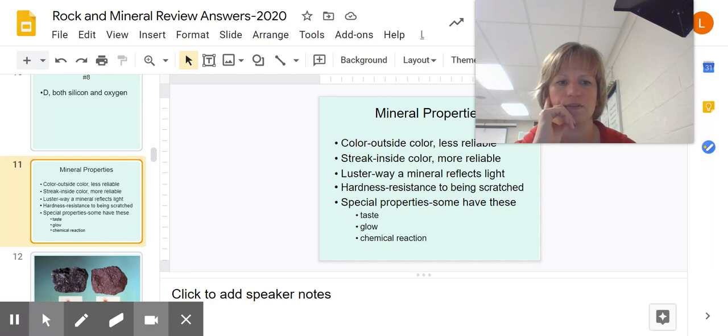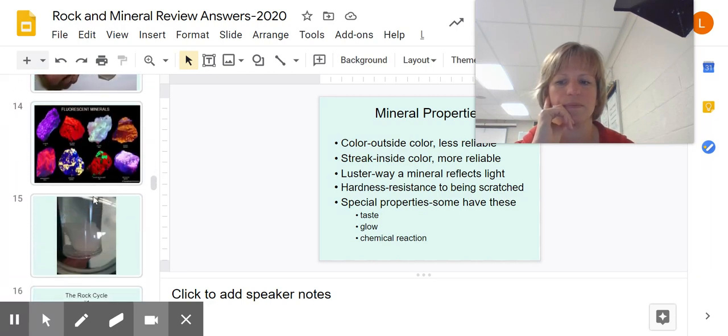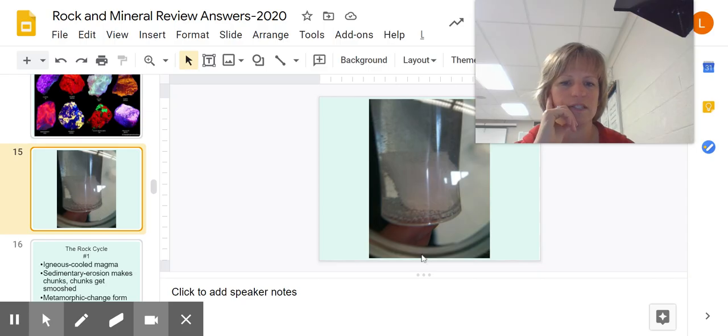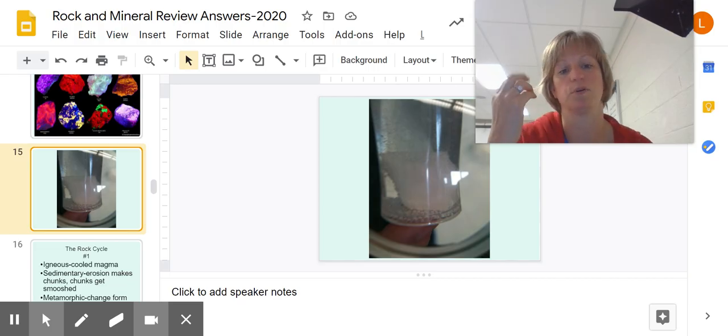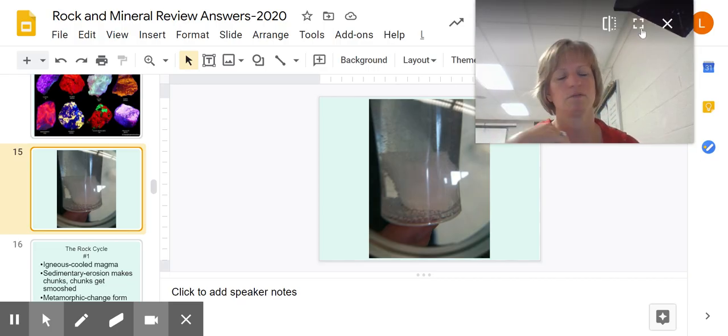And the final one here is a chemical reaction. So not all minerals do this, but some do. And here's a great example. So I know it's a little tough to see, but this is the mineral calcite, and it's in a cup of vinegar, which is an acid. And so can you see the little bubbles coming off of that? That's a chemical reaction. Most minerals in vinegar or in any acid, like lemon juice, for example, will not do that, but some do.